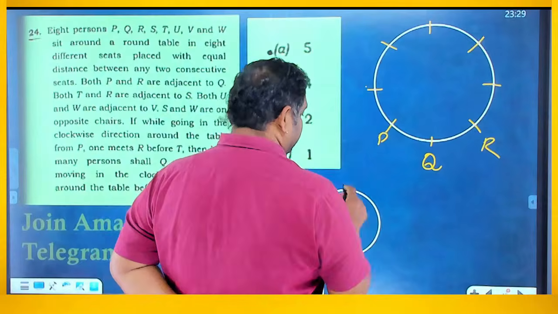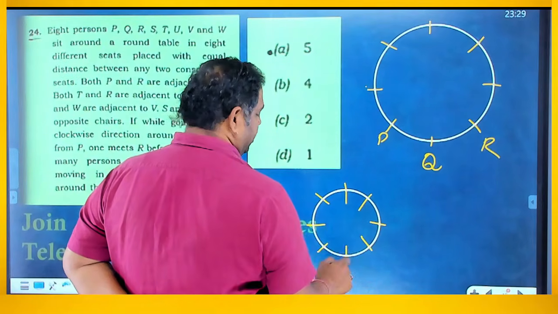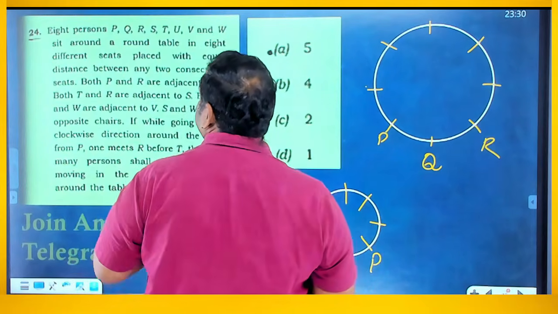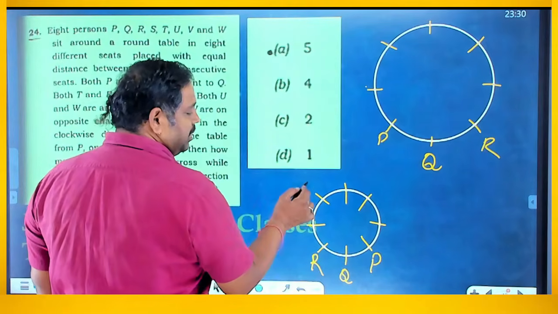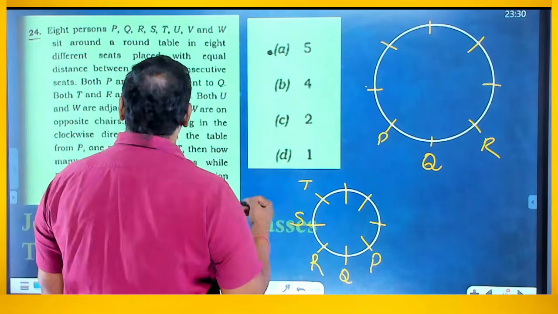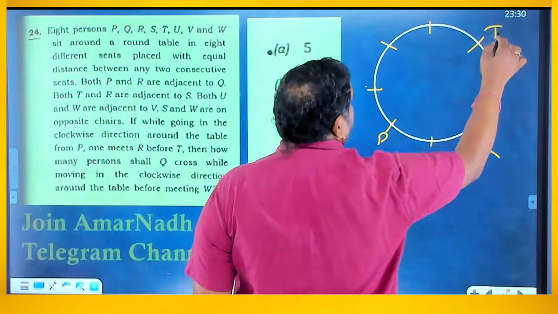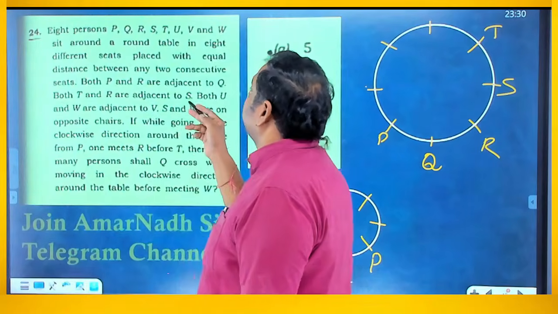In the second case, 8 members. This is Q, and this is R, this is P. T and R are adjacent to S, right? This is not about T. This is T. These two are adjacent to S. Is it right? Okay, this is R. This is T adjacent to S, right? Okay, fine.